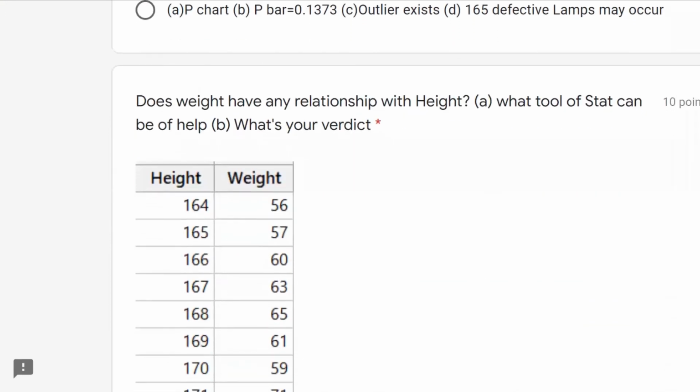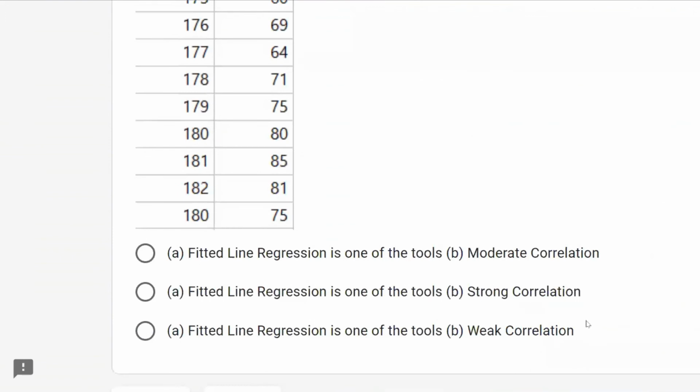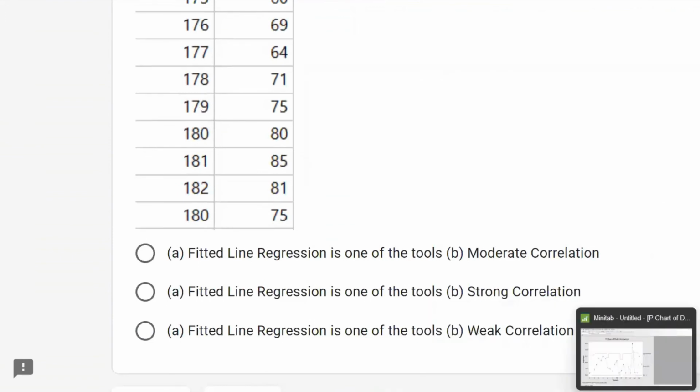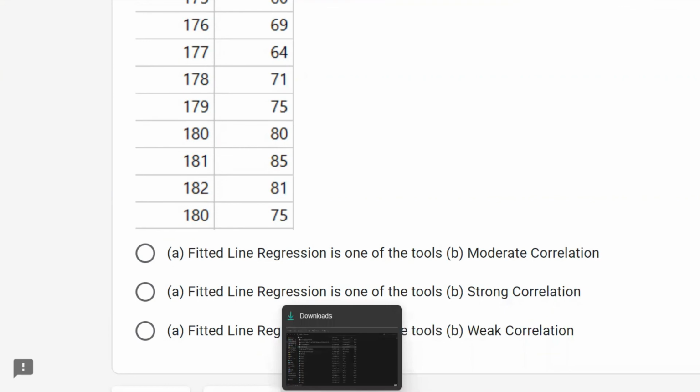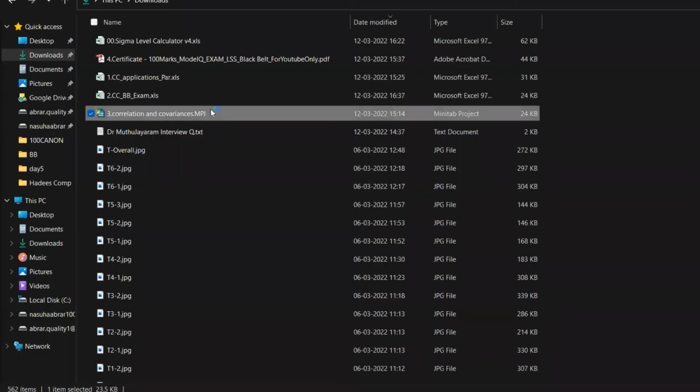Does weight have any relation with height? And number one, what tool of statistics can be of help? This is the data set I have. There are many ways to do it. Let me go and open up the data set. I'm just opening up this file directly.